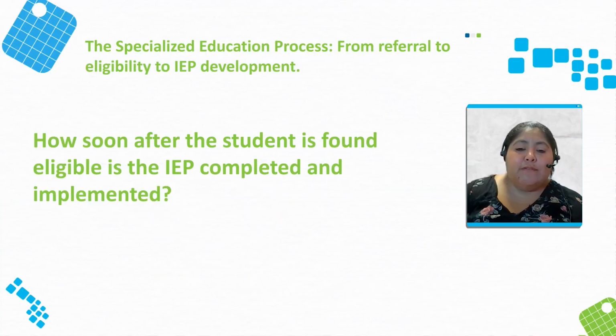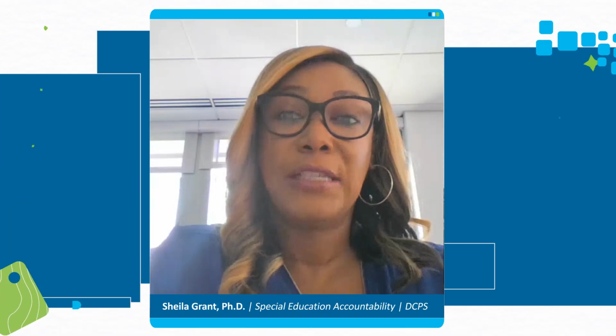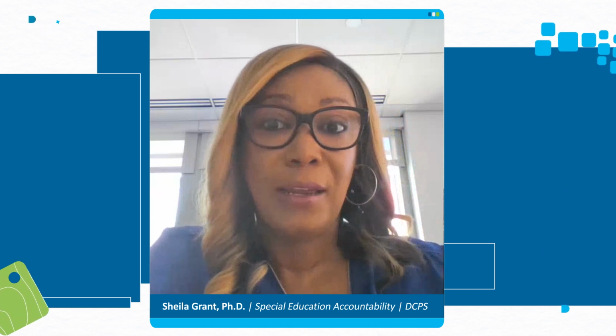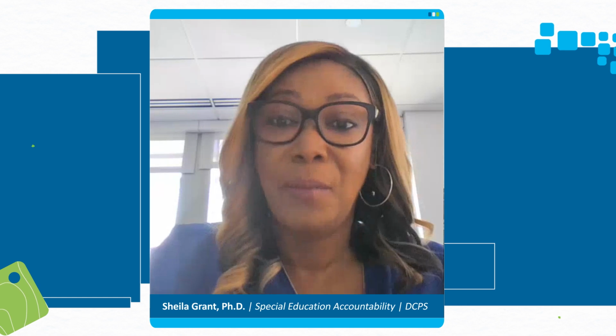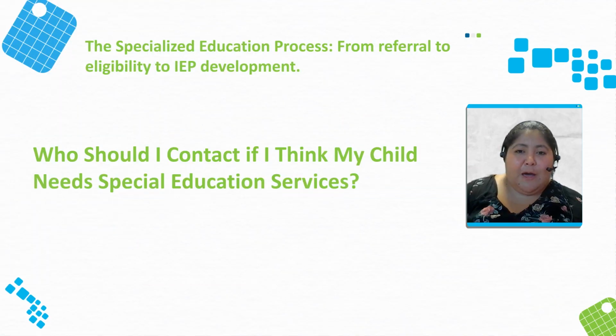And how soon after the student is found eligible for services is the IEP completed and implemented? Once the student is found eligible, the team has 30 days from the date of eligibility to develop and implement the IEP. Thank you. So that was all very valuable information.